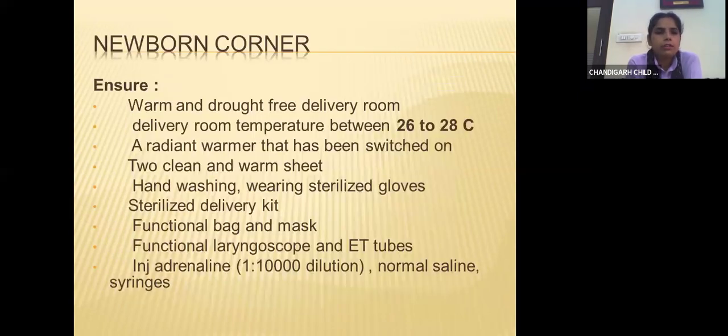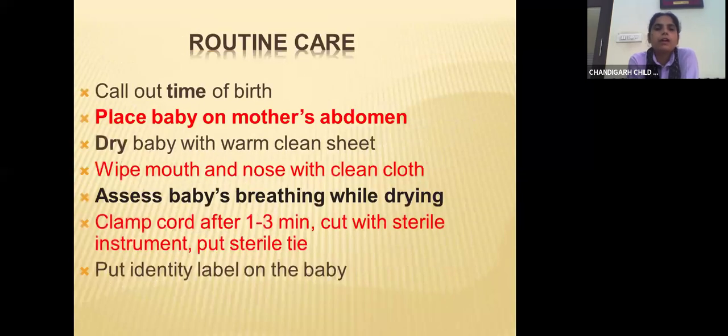In the newborn corner, we always ensure a warm and draught-free delivery room with temperature between 26 to 28 degrees centigrade. A radiant warmer is switched on, and a clean and warm sheet is put on the radiant warmer. Hand washing, wearing sterilized gloves, a sterilized delivery kit, a functional bag and mask, a functional laryngoscope and ET tubes, injection adrenaline diluted 1:10,000, normal saline and syringes. This is very important before delivery. Gather equipment. Next we will discuss the routine care.